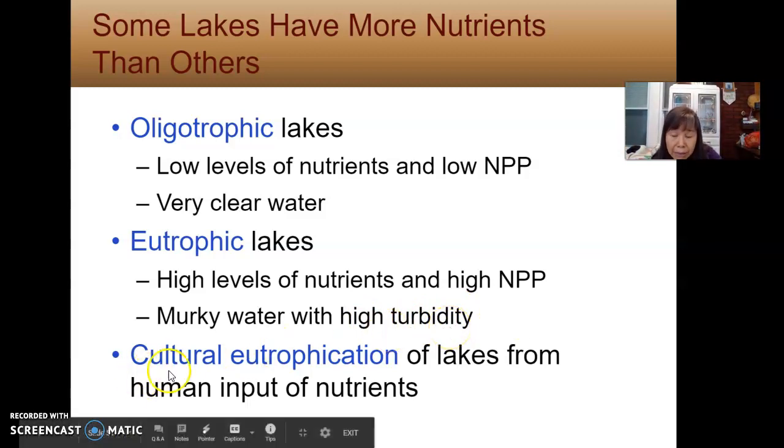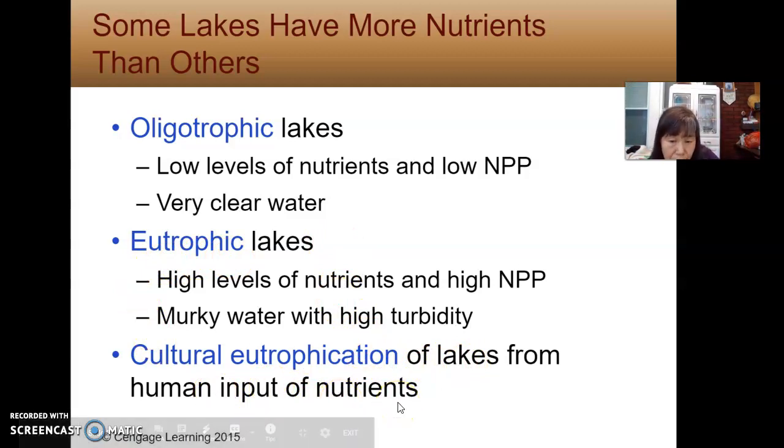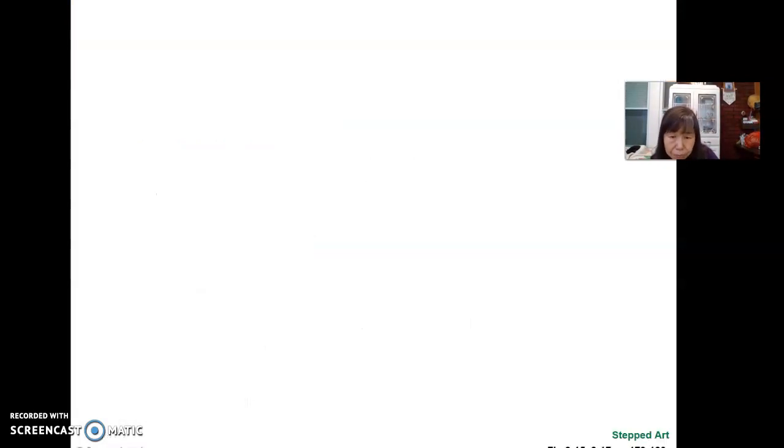And then you also have cultural eutrophication. This one is a man-made eutrophic lake. So this part is, they get nutrients like phosphorus and nitrogen from man-made fertilizers, called eutrophication.